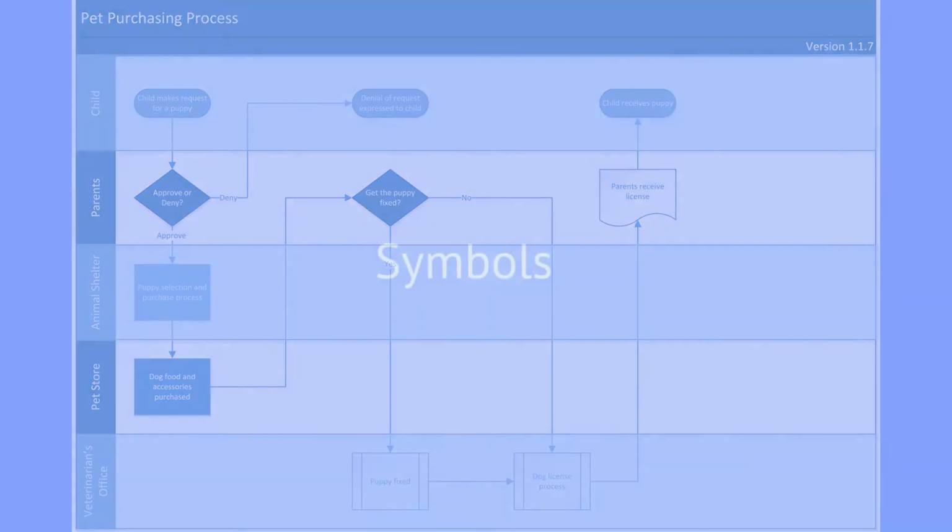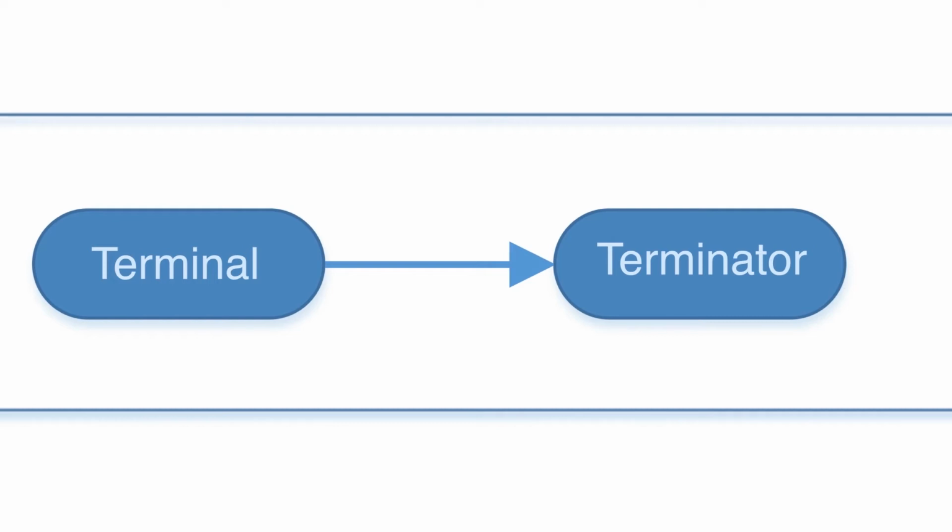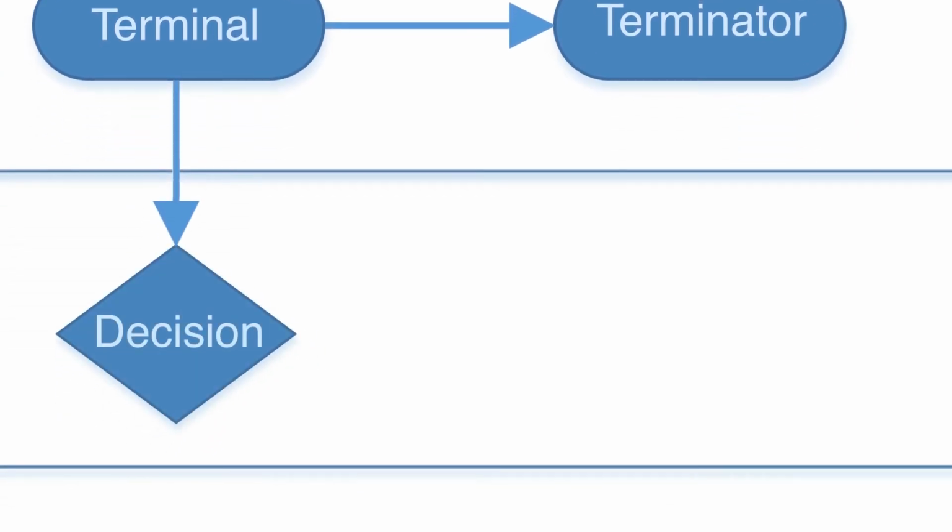Let's take a closer look at what some of these symbols mean. Swim lanes divide the chart into persons or groups responsible for each part of the process. The terminal is where the flow chart starts. It is the trigger that puts the whole process into motion. Terminators are stop points. Many flowcharts have multiple stop points. Decision symbols represent a decision that must be made by the group in the particular lane.